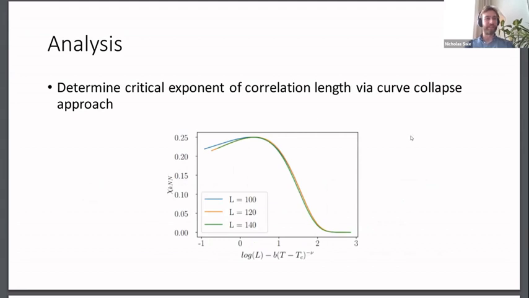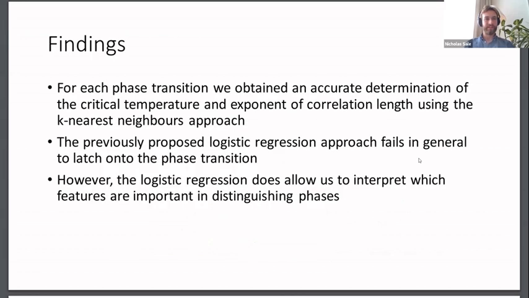We also extract the critical exponent of the correlation length via a curve collapse approach on our phase indicators, or the variance curve that comes from our phase indicators. And so for each phase transition, we do obtain an accurate determination of the critical temperature and the exponent of correlation length. The logistic regression approach, which we use because it had been used by some of these previous papers, we find fails in general to latch onto it. As I mentioned, it just tends to go from the midpoint of our training data.